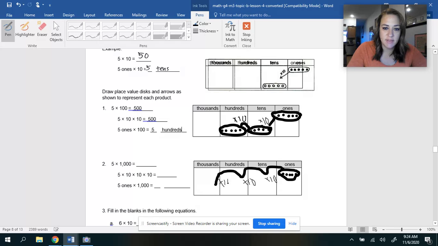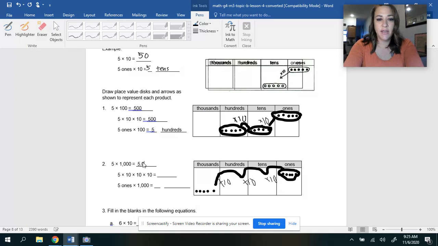So there's my 3 times 10s, okay? My messy 10s, but they are 10s, I promise. And we can say, well, now those 5 ones are now over here in our thousands place. 1, 2, 3, 4, 5. Okay, so 5 times 1,000 is 5,000. 5 times 10 times 10 times 10, 5,000. 5 ones times 1,000 is 5 thousands. So can you guys see the pattern?